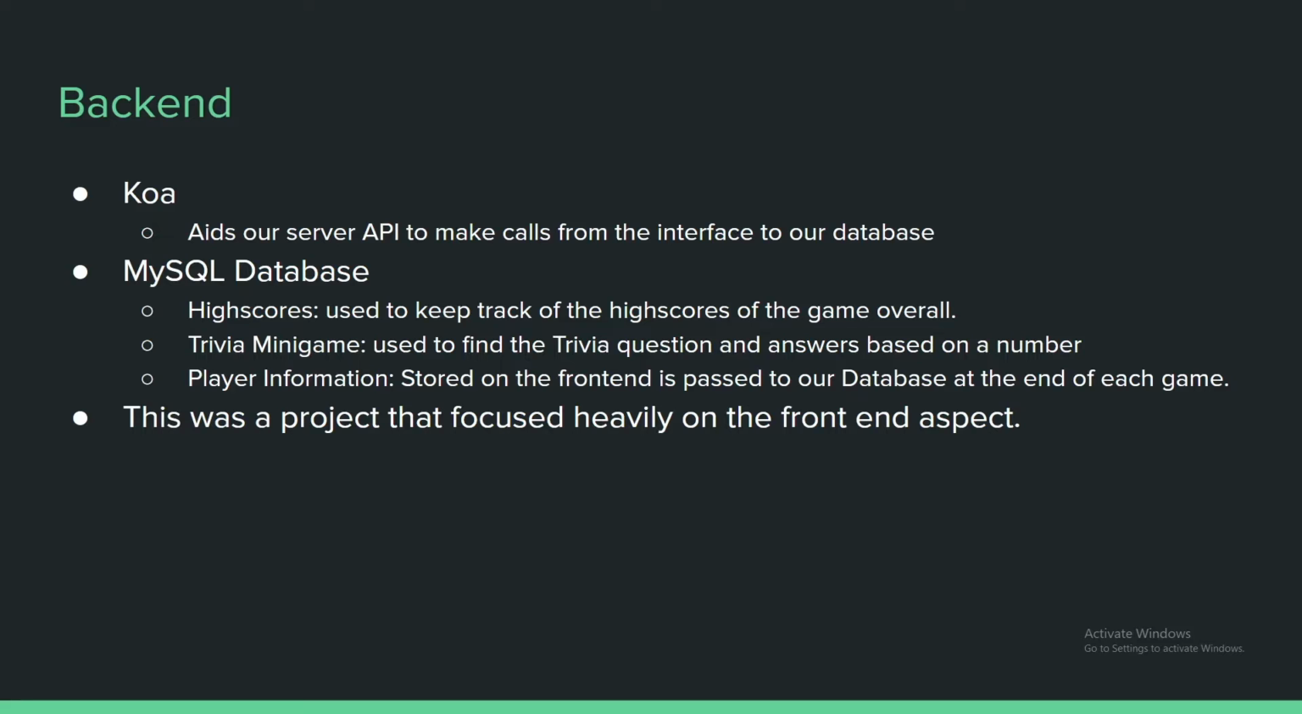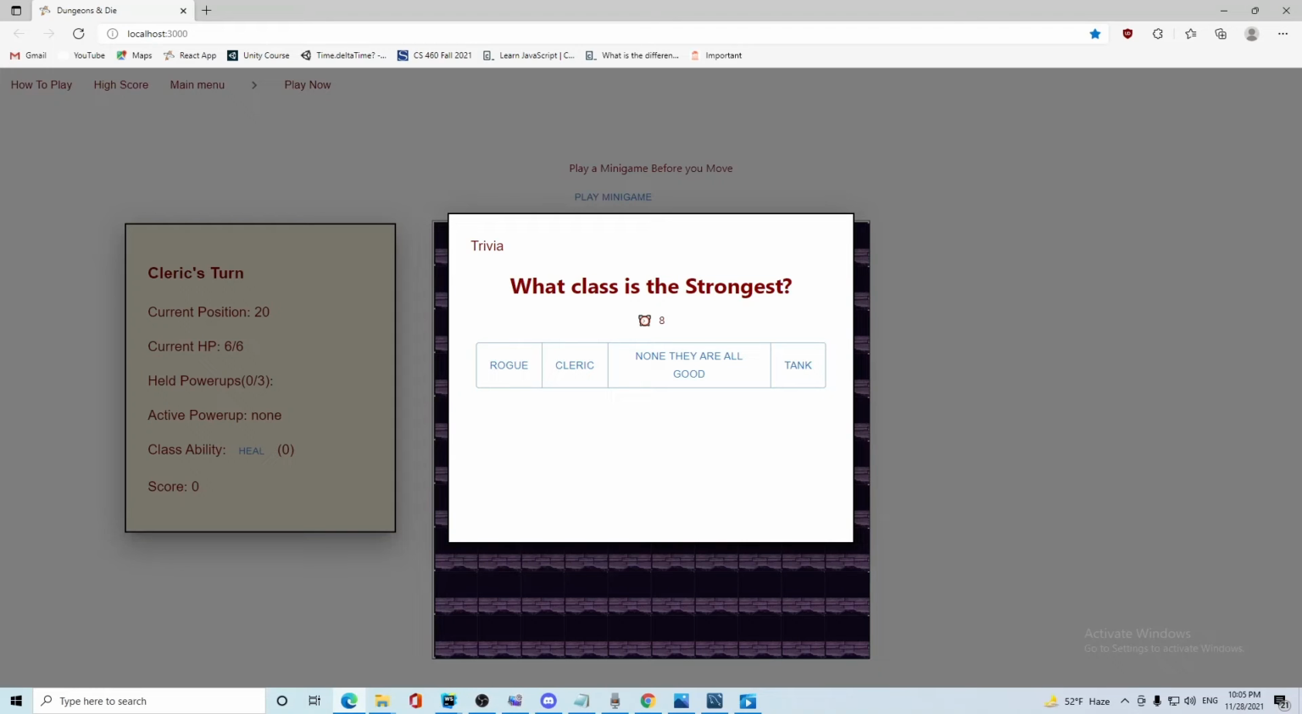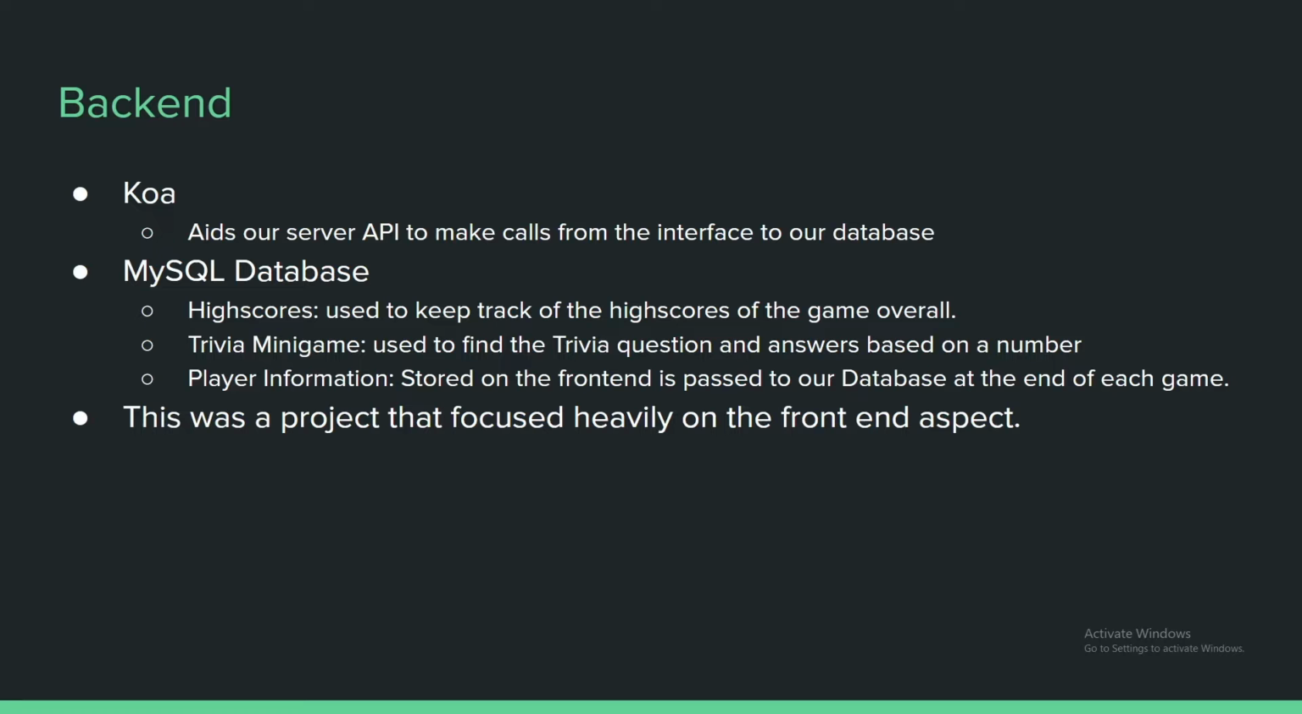Trivia. Believe it or not, trivia functions under the SQL database, where it's used to find a random trivia question with answers based on a number like, say, 1 through 10. And lastly, player information, which is stored on the front end and passed into our database at the end of each game. That way, we can get our high scores. Overall, this project focused heavily on the front end aspect. Why don't we take a look at the interaction of our components?